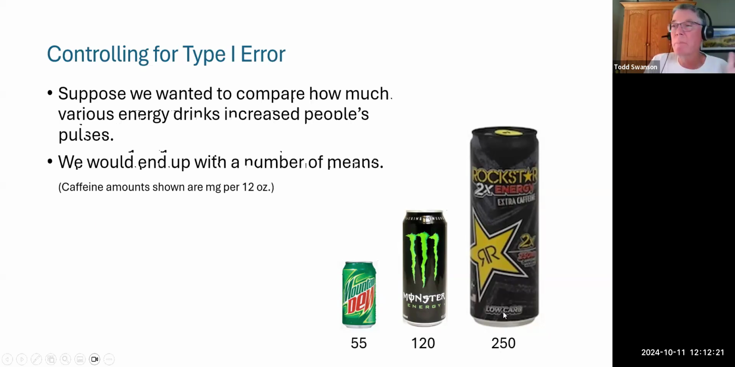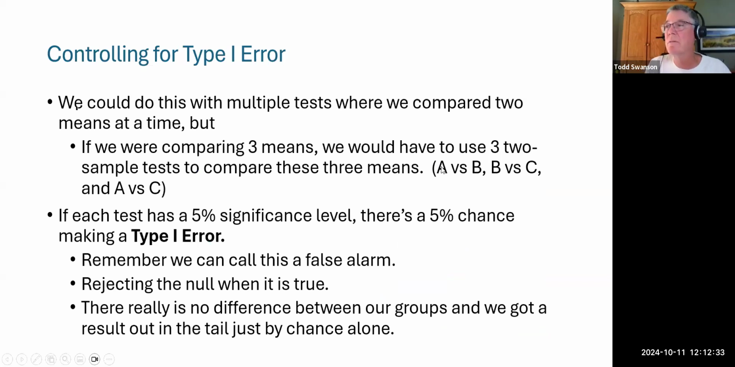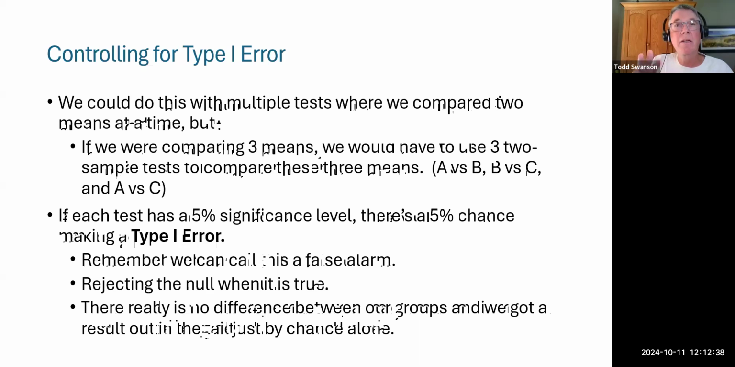So say you randomly assign students to, some had the Mountain Dew, some had the Monster, some had the Rockstar. And you took their pulses before, took their pulses after, and you looked at that mean increase in pulse rate. Well, if we're doing multiple tests, of course, we've got 3 means. And if we're pairing them up, we'd have 3 tests we'd have to do: A versus B, B versus C, A versus C. And if we're testing at the 5% significance level, then there's this 5% chance of making a type 1 error.